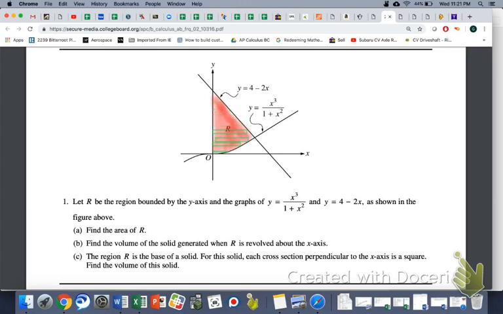So I'm going to go away from horizontal representative rectangles, and I'm going to go for vertical, and they would maybe look something like this. The reason why I think this is better is that for every single representative rectangle, the top is determined by the line and the bottom is determined by the curve. So there's going to be no need for us to use two separate integrals.